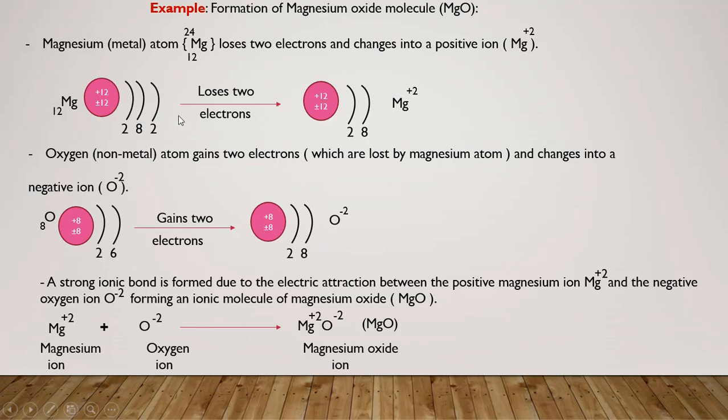So we have 2 electrons lost by the magnesium and 2 electrons gained by the oxygen, and they are the same 2 electrons. A strong ionic bond is formed due to the electric attraction between the positive magnesium ion, Mg positive 2, and the negative oxygen ion, O negative 2, forming an ionic molecule of magnesium oxide, MgO. So magnesium positive 2 and oxygen negative 2 form magnesium oxide, which is a compound.